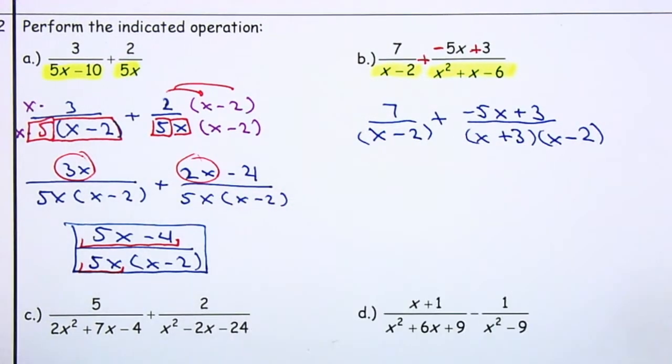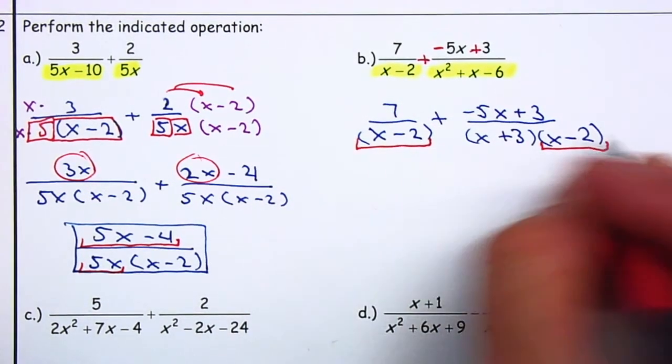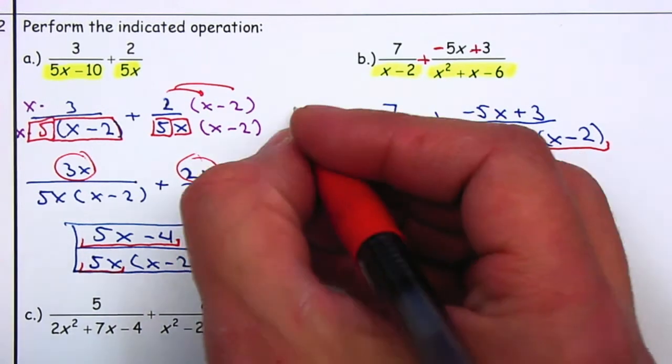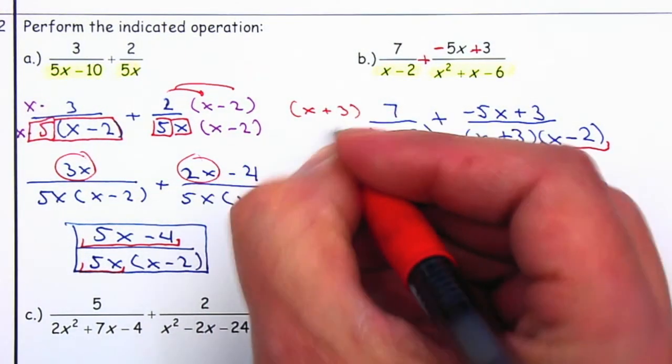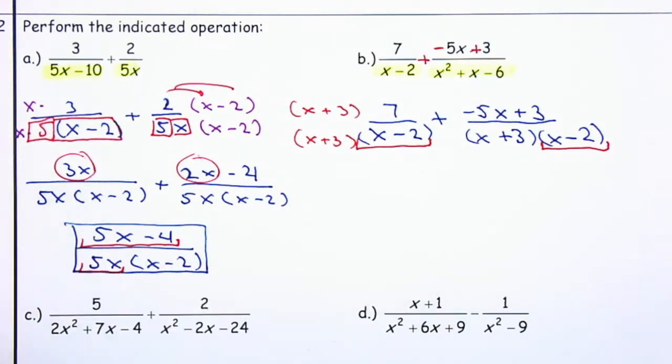Now I can make them both the same denominator. If you notice, we have the x minus 2 and the x minus 2. So I just need an x plus 3 on the left. We'll multiply the top by x plus 3 and the bottom by x plus 3. And now they'll have the same denominator.